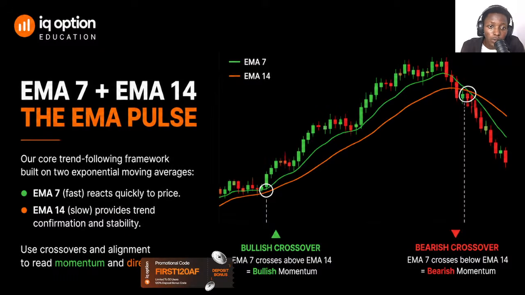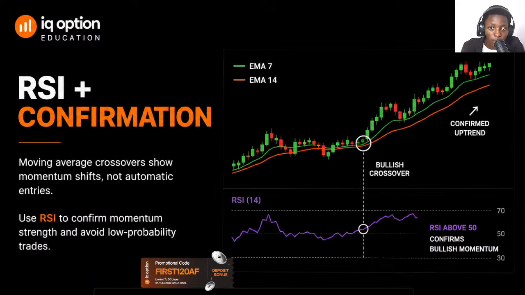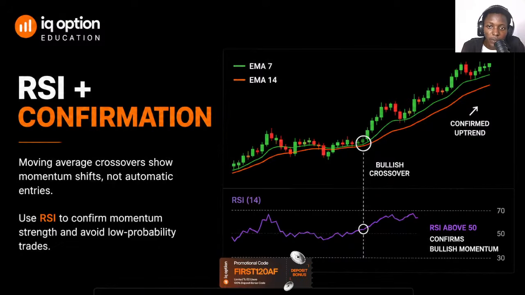And the next thing we're going to talk about is the RSI, because this is going to help us confirm how strong the buyers are and how strong the sellers are, and that's why we're going to be using the RSI confirmation. This is just an added bonus to the moving averages. So what is an RSI? RSI stands for relative strength index, and we use RSI to confirm the momentum strength and to avoid low probability trades, and to avoid losing money or entering trades that will end up in a loss.